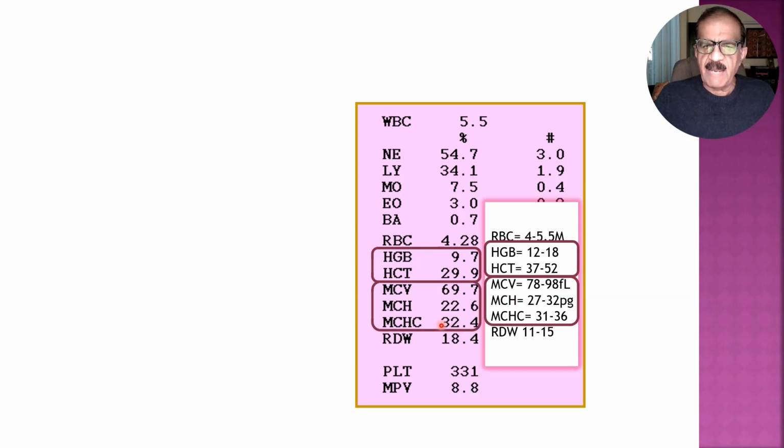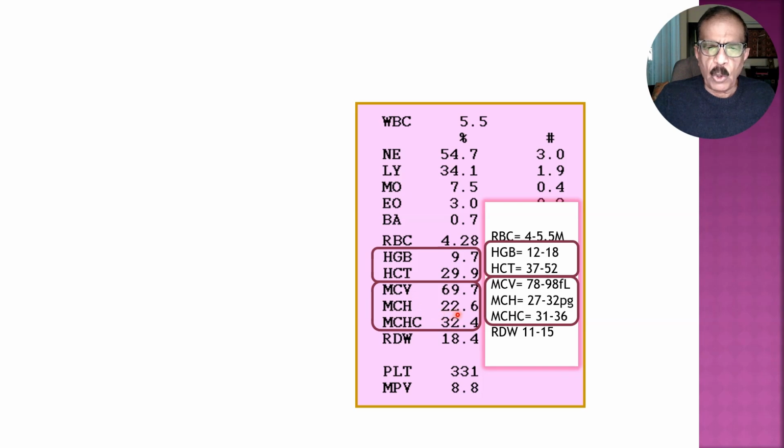And second step, we see the RBC indices. MCV is less than normal, 69.7 compared to between 78 and 98. So this is low. This patient has got a microcytic picture. You know, MCV refers to the RBC size. So size is less than normal. So it would be called microcytic picture.